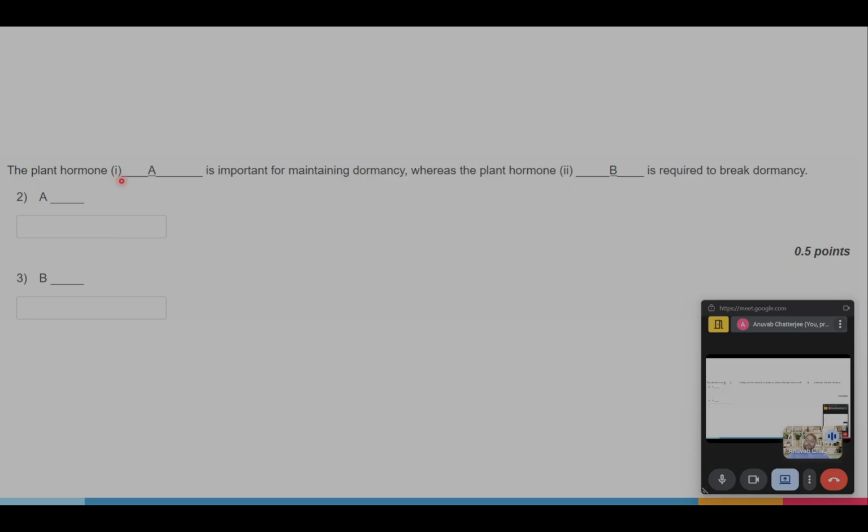The plant hormone blank is important for initiating dormancy, whereas the plant hormone blank is required to break dormancy. So this we will discuss in a couple of slides, that once the entire seed is formed, it needs to be propagated far away from the original tree. So that is what the fruits are for. That is how some seeds actually get attached to the skin or fur of different animals by hooks and claws, so that they can be propagated far away from the original tree.